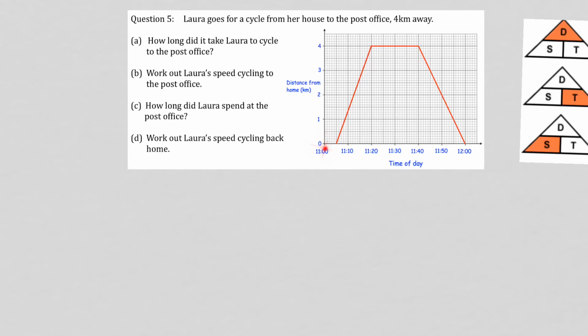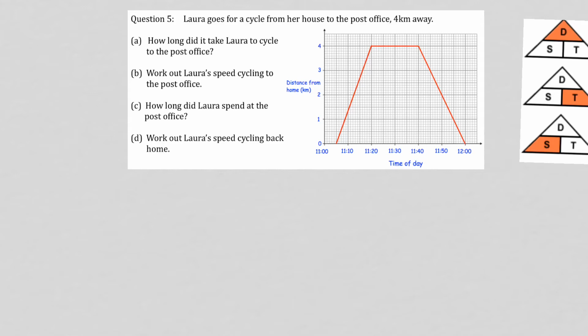The line starts a little bit over on the x-axis, and the same layout as question 1. Again, we have time on the x-axis and we have distance on the y-axis. Here the distance is in kilometers, so that means our speed should probably be given in the units kilometers per hour, and we'll look at that whenever we get on to question B and question D.